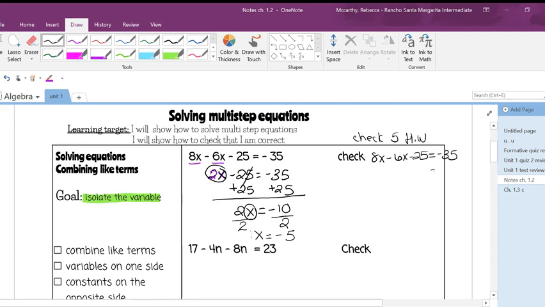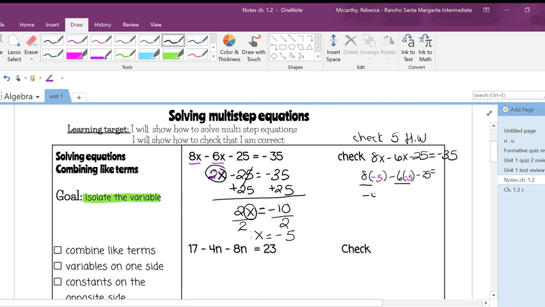So I'm going to focus on one side only. 8 times the answer that I got for my x, 6 times the answer that I got for my x, minus 25. I'm going to focus on one side. I'm going to insert my answer, in this case a negative 5 and a negative 5. Using order of operations, I'm going to work each of them out. I can work with these two first.